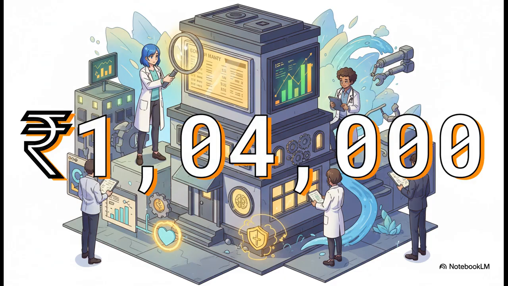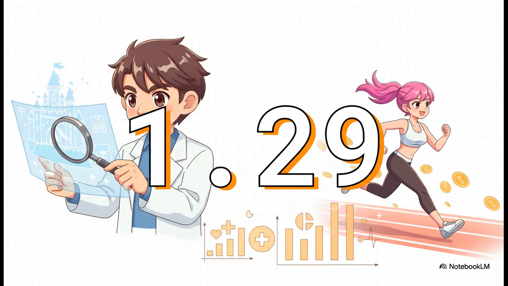And on the flip side, we have its current liabilities. These are the bills, the short-term debts, the payroll, everything it needs to pay off within that same year. And that totals 1,04,000 rupees. So you do the simple math, divide the assets by the liabilities, and boom, we get a current ratio of 1.29.